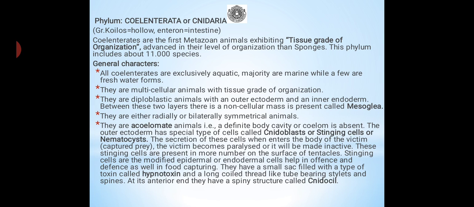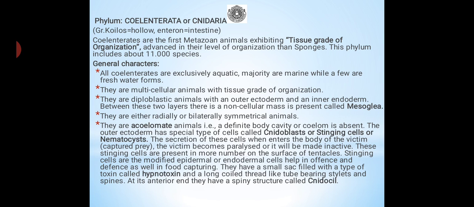Coelenterates are the first metazoans which exhibit tissue grade of body organization, advanced in their level of organization than sponges, and this phylum includes about 11,000 species. This phylum is also called Cnidaria because the members have specialized cells on their outer epidermis layer, known as cnidoblasts, which are also called stinging cells. Hence, the members are also called cnidarians.